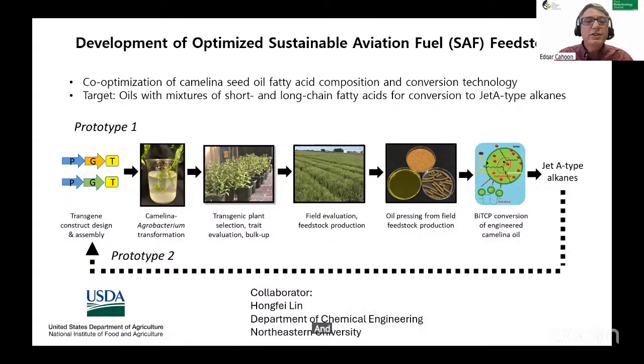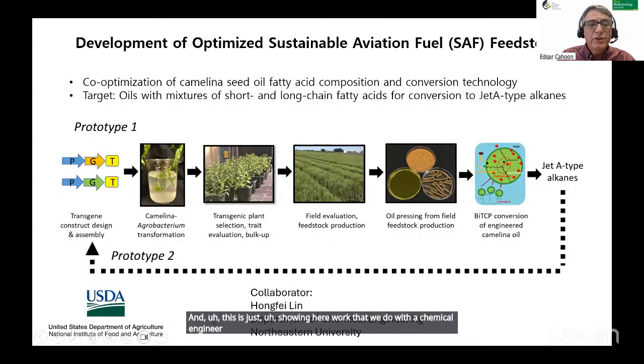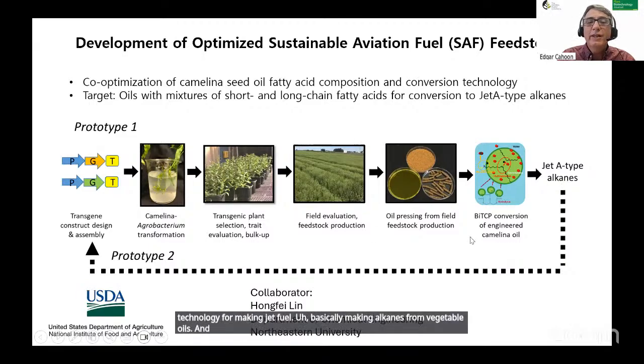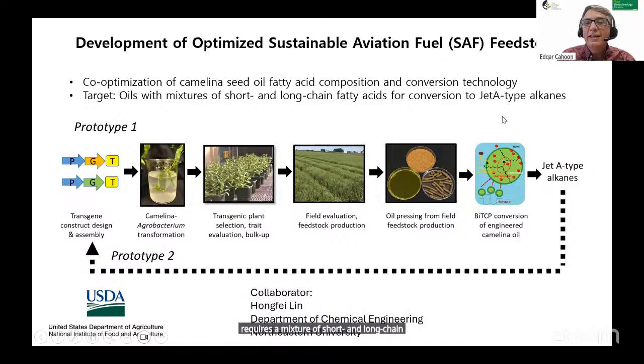And this is just showing here work that we do with a chemical engineer at Northeastern University who's developing new technology for making jet fuel, basically making alkanes from vegetable oils. And his method really requires a mixture of short and long chain fatty acids to get a fuel that looks like the alkanes that you find in sustainable aviation fuel.